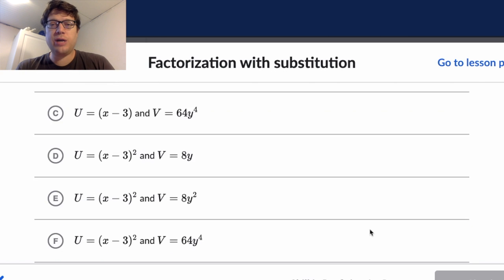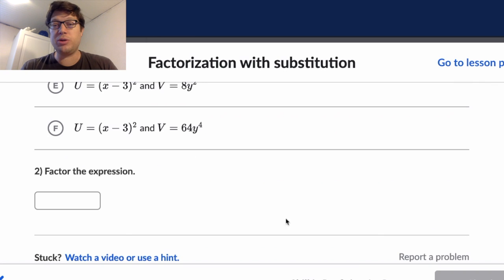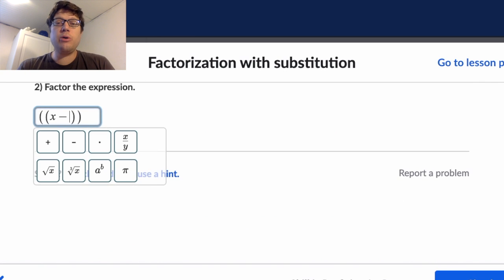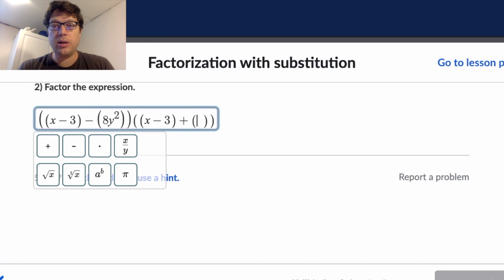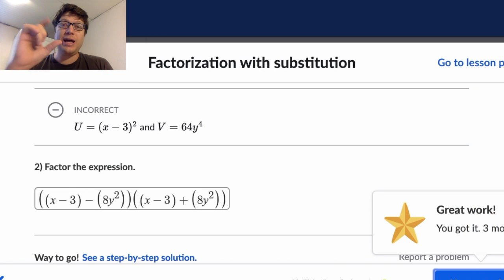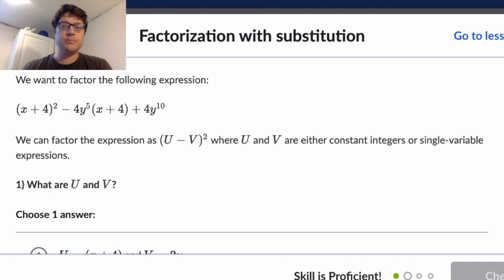No other ones fit with that one, but we do need to make sure we actually show what the factored expression looks like. So here we have the quantity x minus 3 subtracted by 8 times y squared, multiplied by the quantity x minus 3 plus 8 times y squared. That is the difference of squares structure in action.